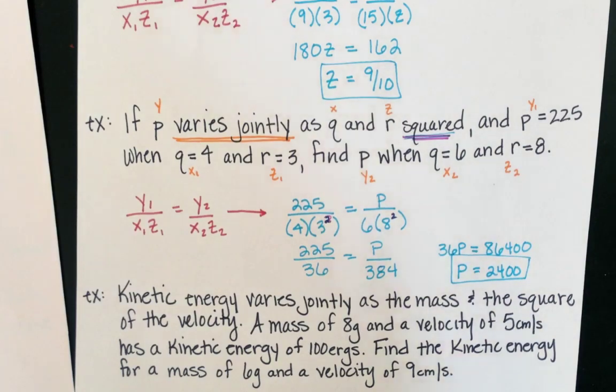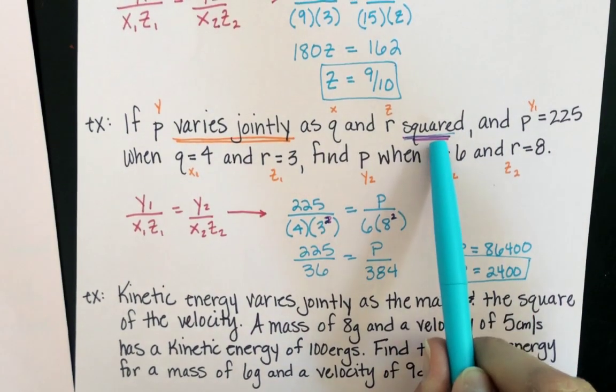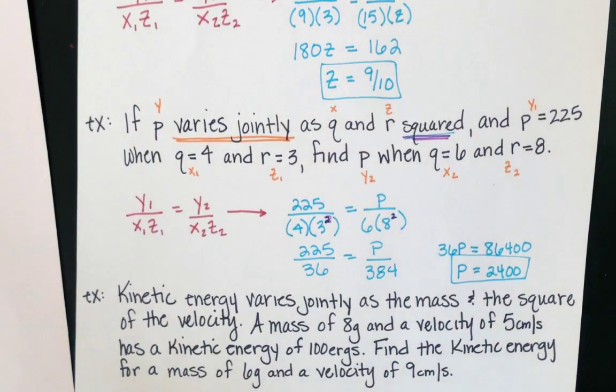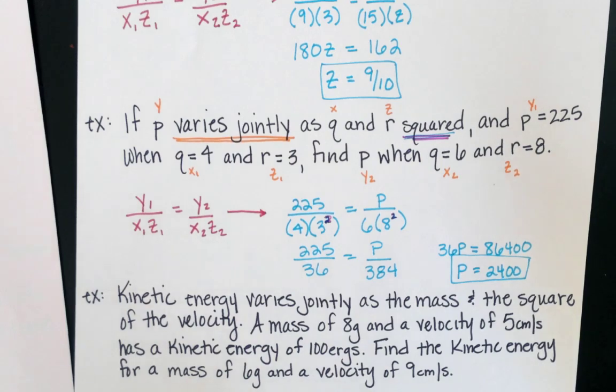So nothing different really than the first 2 examples. We just had to make sure that we paid attention to that guy said squared. So first step, determine what we're doing, what kind of variation. Second step, write out your Y's, X's, and Z's. And the third step is to plug it into the proportion and solve.